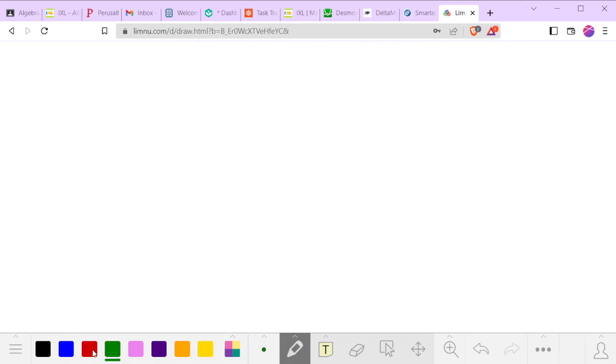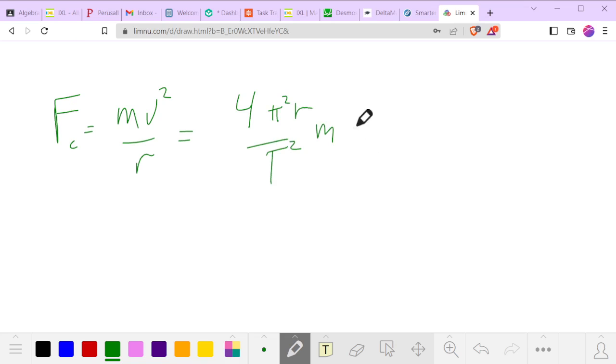So centripetal force is mv squared over r, or 4 pi squared r over T squared times m, but period is the reciprocal of the frequency. So here's our centripetal force.